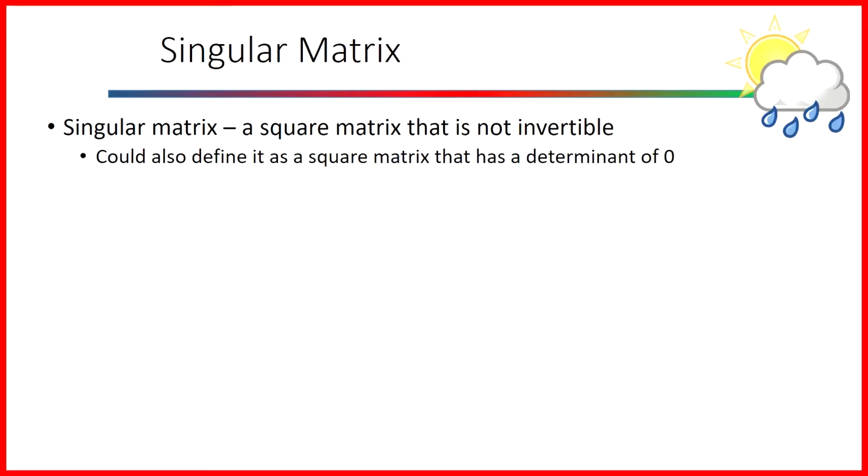singular. A singular matrix is a square matrix that is not invertible. That means you cannot find an inverse for it. A singular matrix can also be defined as a square matrix that has a determinant of 0, which is one of the reasons why it is great to be able to calculate the determinant of a matrix. If you calculate the determinant and find that it is 0, then you know that the matrix is singular and you'll never be able to find an inverse for that matrix. Let's look at this in practice to get a real feeling for what it means.